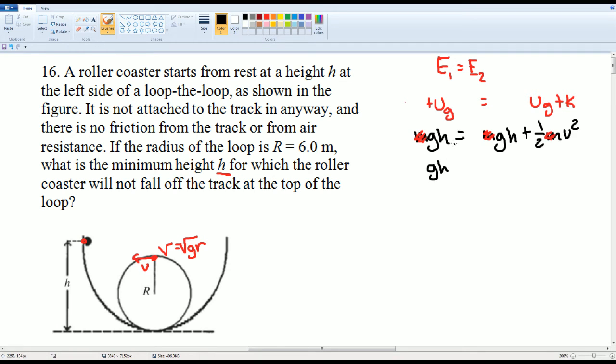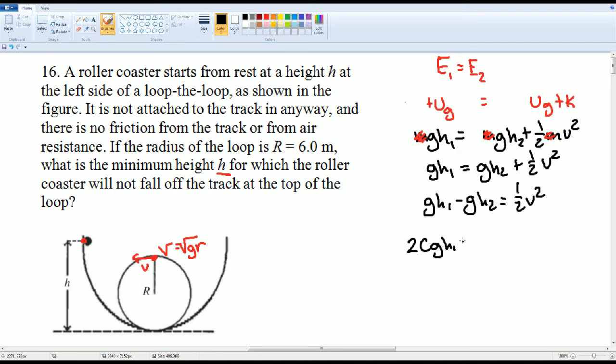You have gh. Please understand this is height 1, this is height 2. They're not the same height. So gh2 plus 1/2 v squared. All right. Solve this over. Subtract it over to the other side. Oh, I can multiply this by 2. Yes, technically you can pull it out.